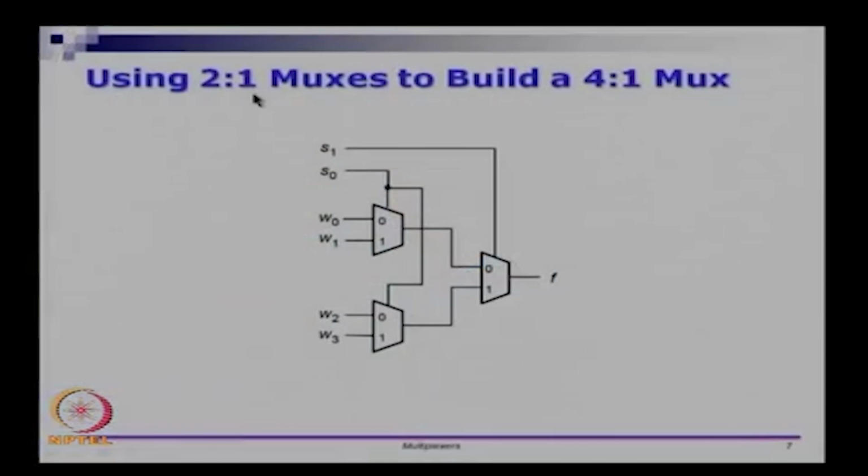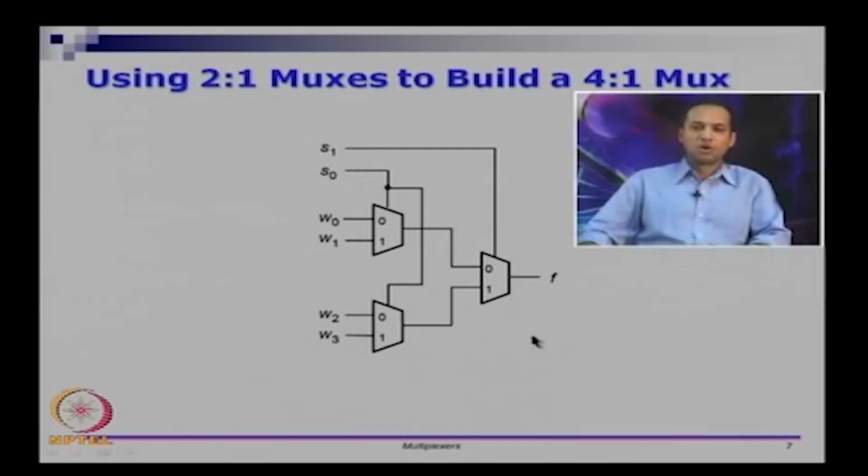Now let us see how to do various things with muxes. The first thing I am going to show, as I did earlier with decoders, is to use a smaller mux, namely a 2 to 1 mux, to build a larger mux, namely a 4 to 1 mux. So let us take stock of the situation first. What does a 4 to 1 mux need? A 4 to 1 mux needs 2 control inputs, 4 data inputs and 1 output. So if you imagine a box around this, this circuit will take S1 and S0, which are the 2 control inputs, and it takes 4 data inputs W0, W1, W2, W3, and there is a single output F.